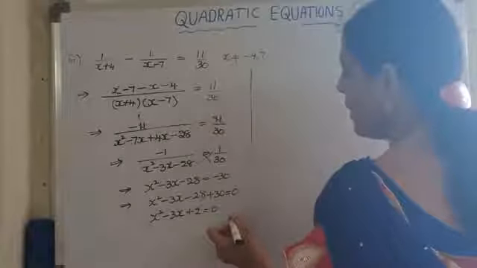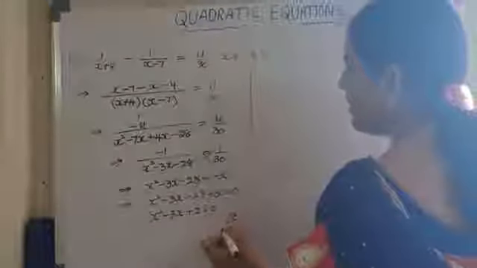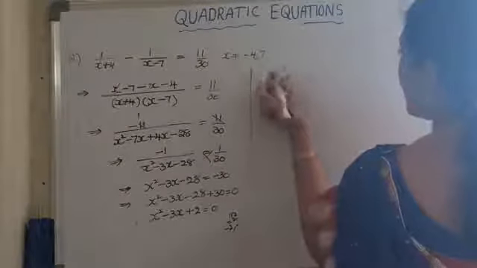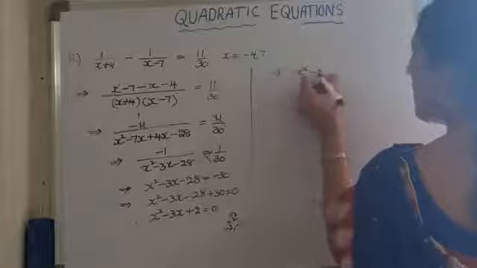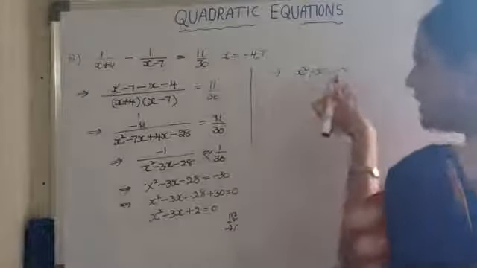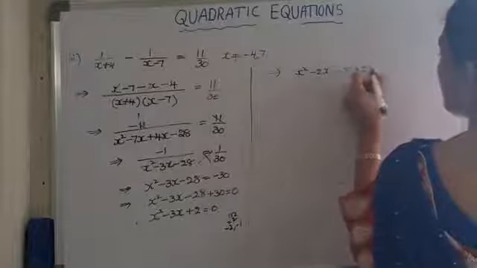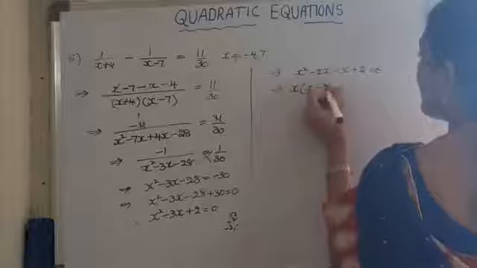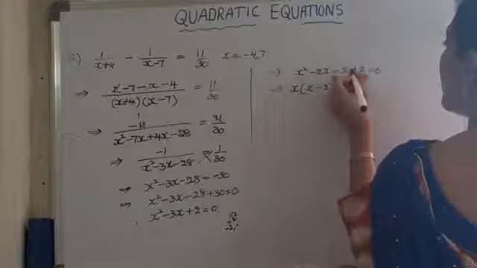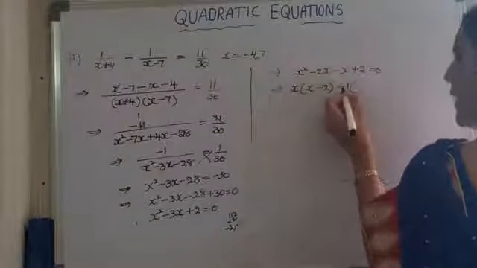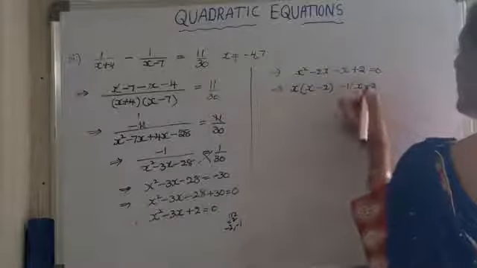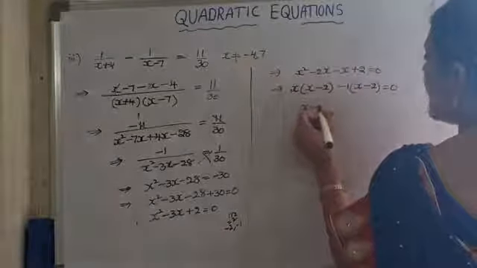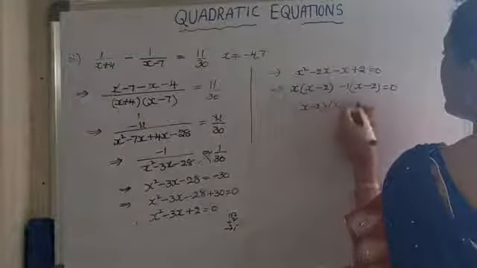The product of x square's coefficient 1 into 2 equals 2. So how to factor this? To make it 3, minus 2 minus 1. So x square minus 2x minus 1x, that is nothing but minus x, plus 2 equal to 0. Taking x as common, x minus 2. Minus 1 taken as common, as this is plus. As we have taken minus common, another minus, plus is equal to minus into minus. So minus 2 is equal to 0. (x minus 2) into (x minus 1) equal to 0.